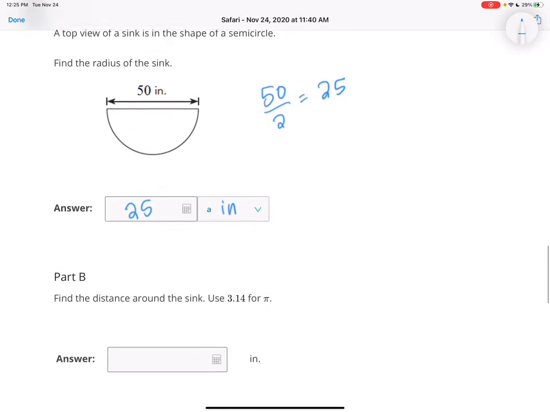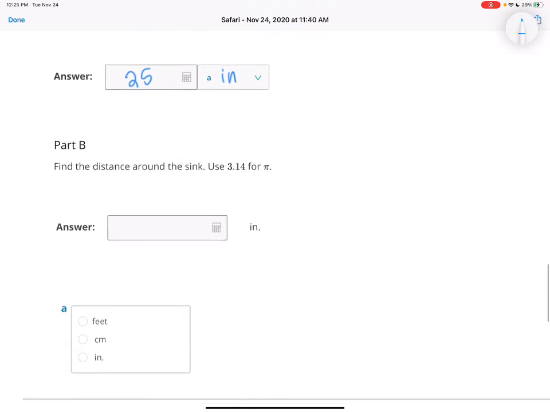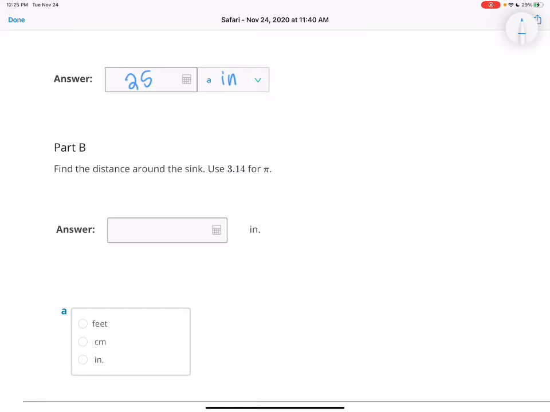So now let's look at part B. Part B does get kind of tricky, but I'm more than sure you guys are smart, intelligent, and you guys can figure this out. So part B is asking us to find the distance around the sink. Find the distance around the sink. So I now have to think about it.